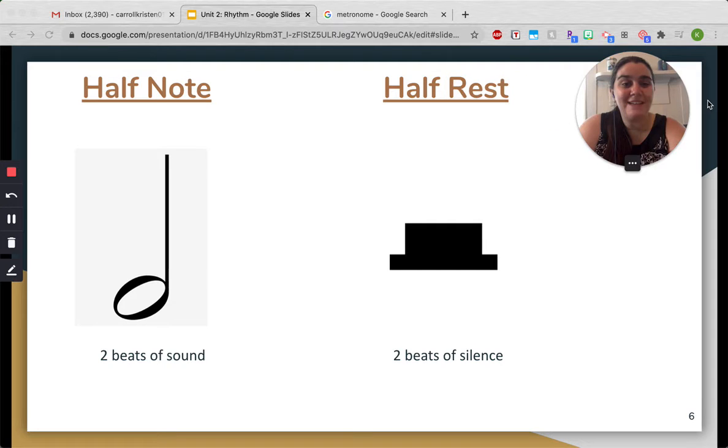All right, our next note is a half note. It looks similar to our quarter note, but the note head isn't filled in. A half note is going to get two beats of sound, so it's double in length than a quarter note. A half rest looks like this right here, and how I remember a half rest is it looks like a hat, half hat. It kind of looks like a top hat. And a half rest gets two beats of silence. So half note gets two beats of sound. Half rest gets two beats of silence.